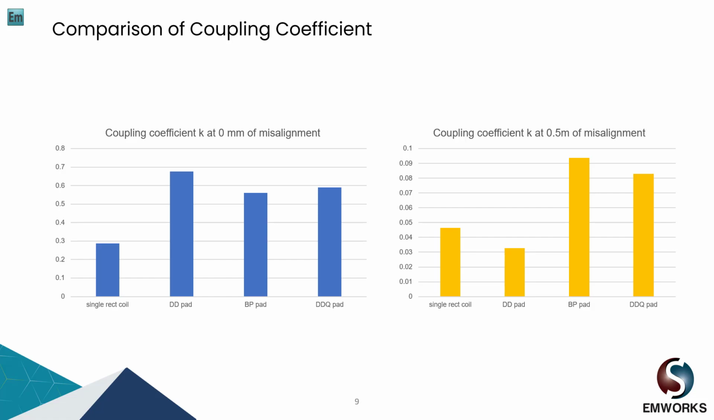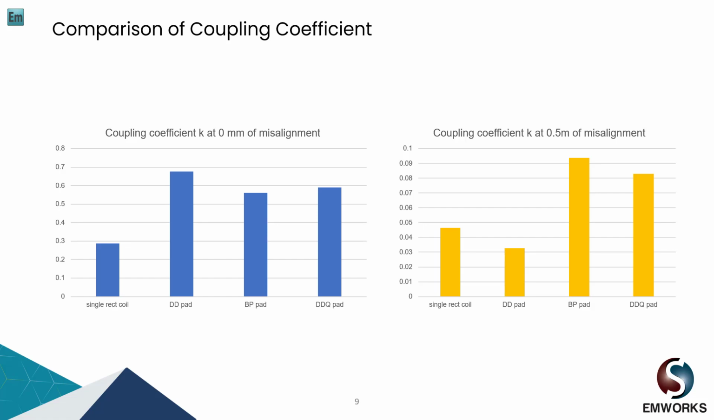Okay, so we can say that these two coils have close coupling coefficients, but the DDQ pad increases the size and the cost of the charger since it has one more additional coil. So the DDQ pad has three coils, while the bipolar coil has only two coils. So if we use the DDQ pad, we will increase the size and the cost of the charger, while both have quite similar performance. So they have a quite similar coupling coefficient.